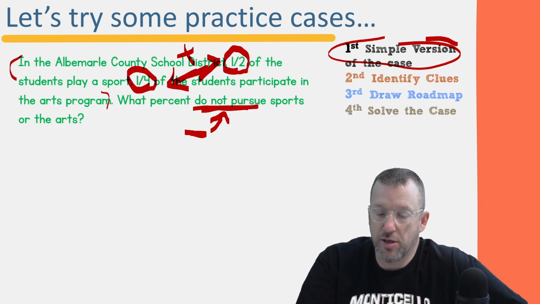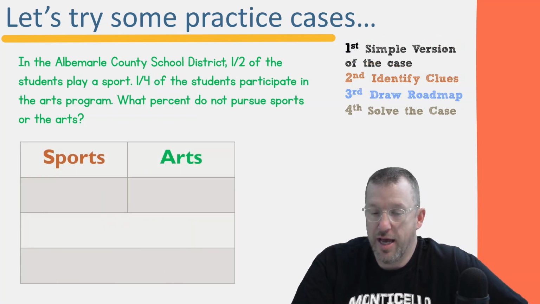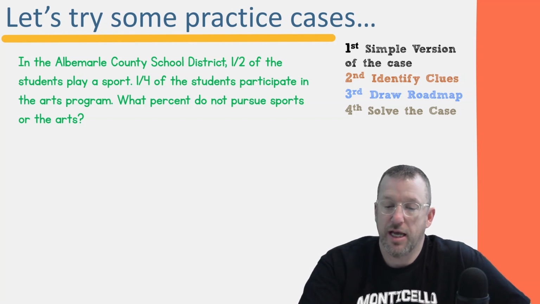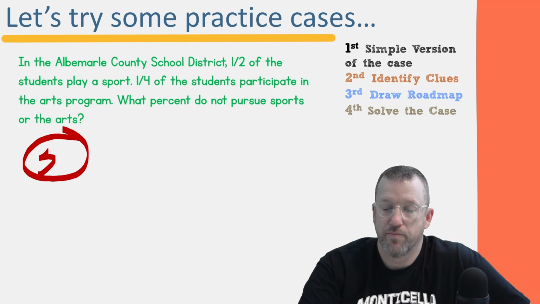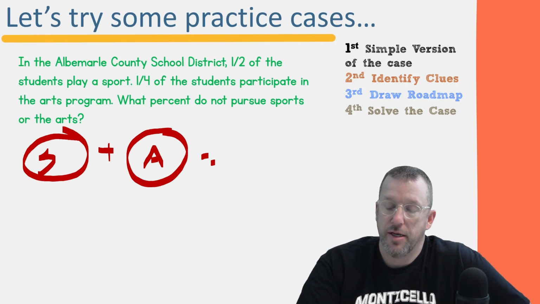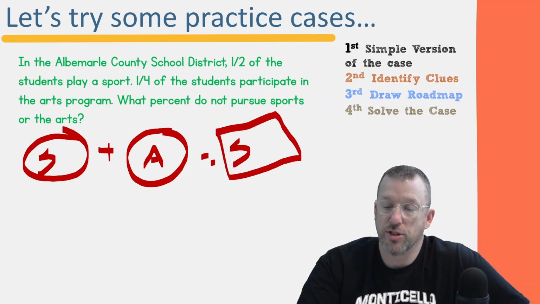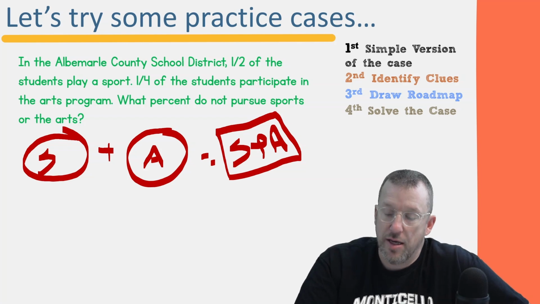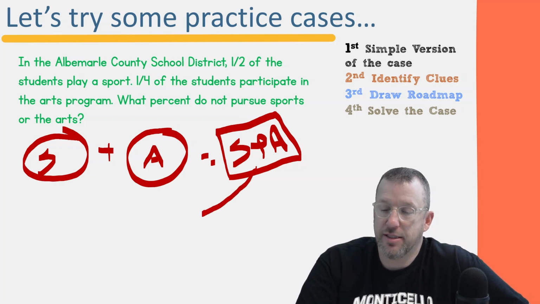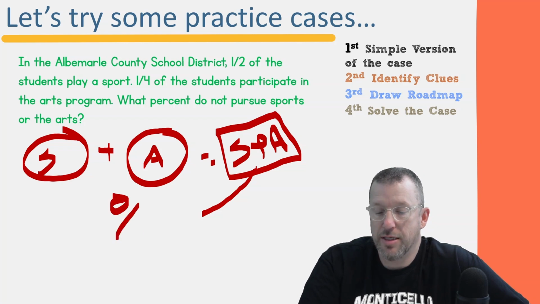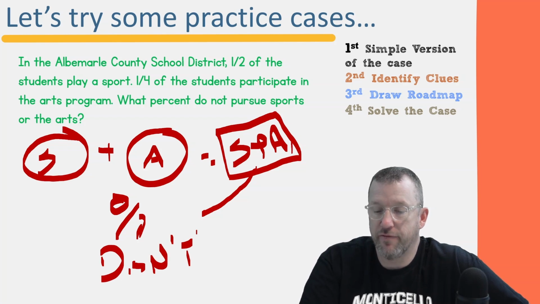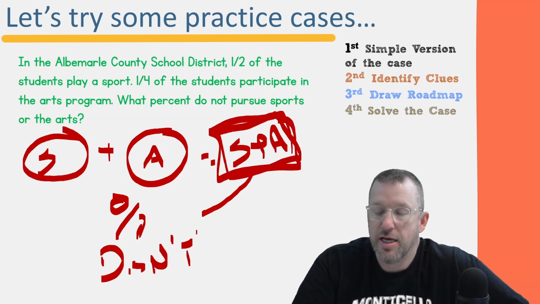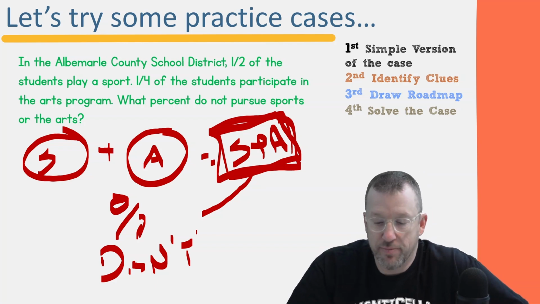The next thing is, let's draw our roadmap, okay? So how can we draw a roadmap? Well, we can say that we have sports, plus arts, equals this number of people that do sports and arts, okay? And we want to figure out from that what percent don't. All right, so we know we're going to add these together so we can figure out the total amount of the district that does it. And then we're going to figure out what doesn't do it so we can find the percent, okay?